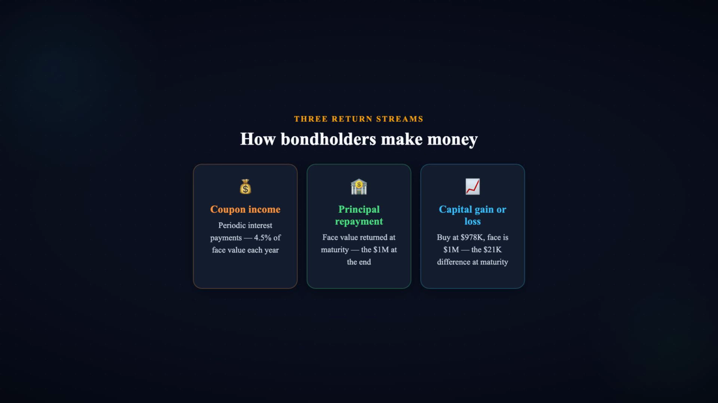Most individual investors focus on the first two. Buy the bond, collect the coupons, hold to maturity, get the principal back. But professional investors trade bonds constantly, seeking capital gains when they expect rates to fall, and hedging against capital losses when they expect rates to rise. Both approaches use the same pricing math. The difference is the time horizon and the risk appetite.